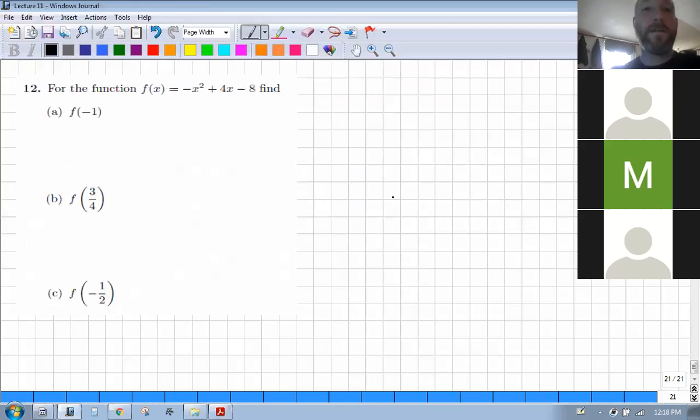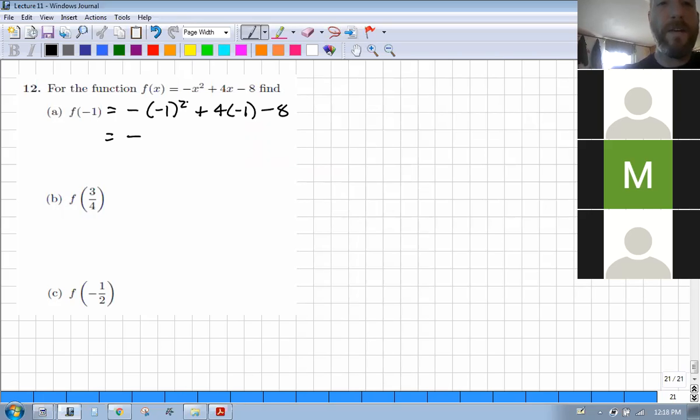All right, here's another function. Find f of negative 1. Replace x with a negative 1. At a minus, negative 1 squared is a positive 1. I still have this extra minus. Minus 4 minus 8. So it's what, a negative 13.